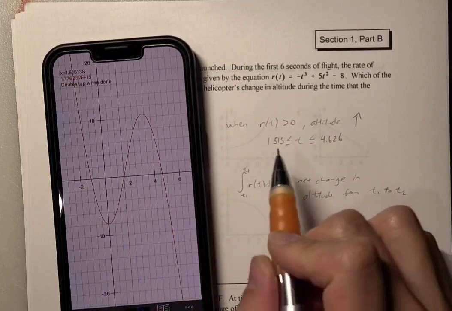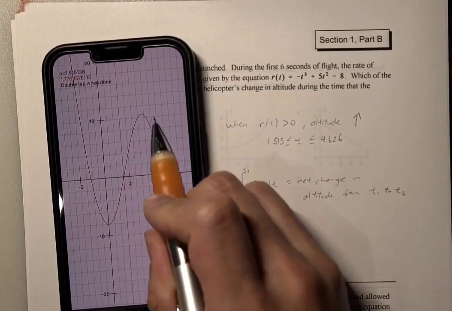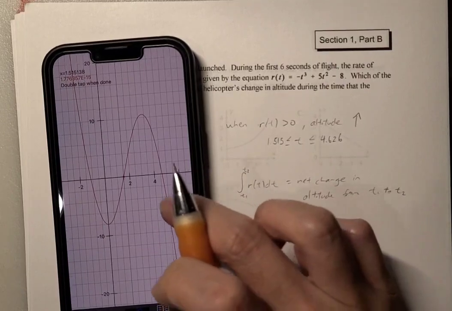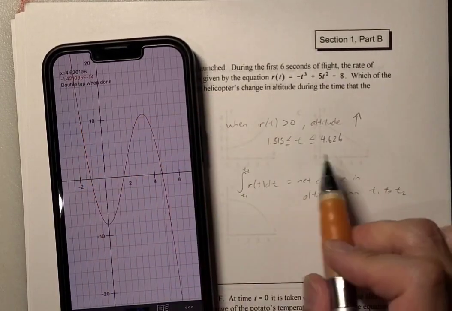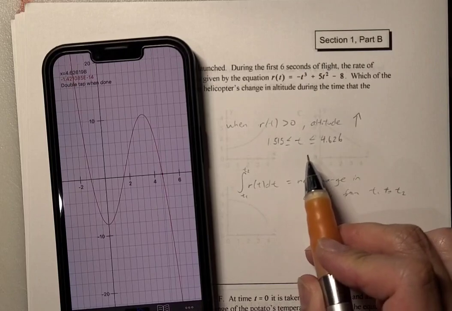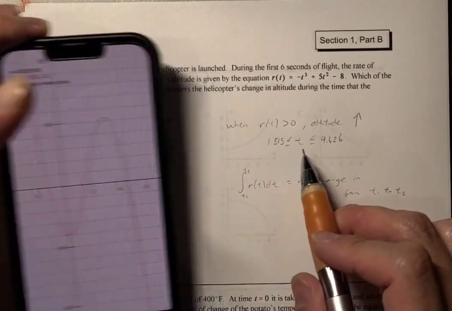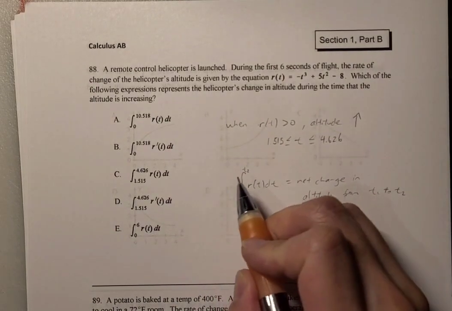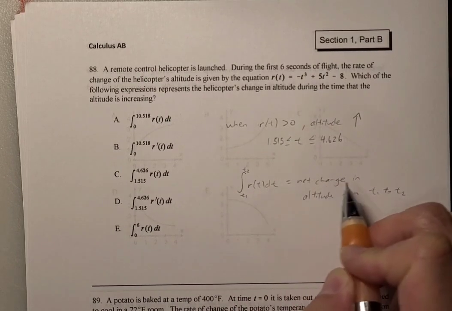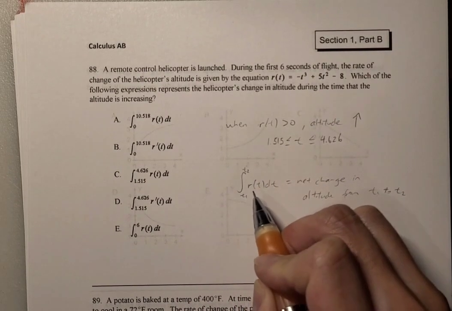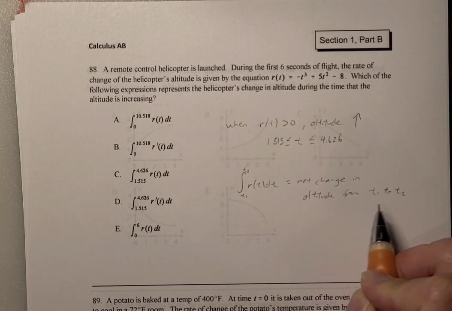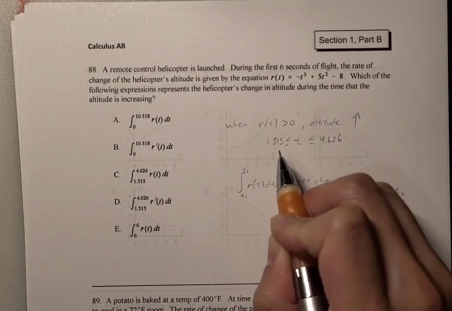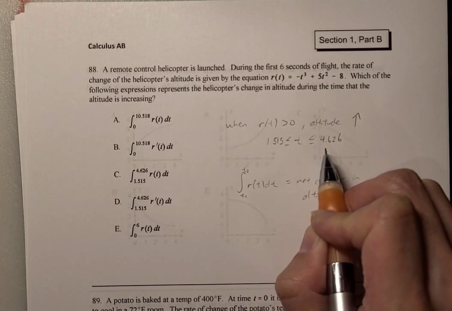Okay, we want r of t to be greater than 0, so that's right here. That's between, what's this point? 1.515. And what's this point? That is 4.626. That's what I wrote here. Okay? So we want to see within this time when the altitude is increasing, how much the altitude actually increased. So we just integrate, because remember, the definite integral is net change. So the integral from time t1 to time t2 of r of t dt is the net change in altitude from t1 to t2.